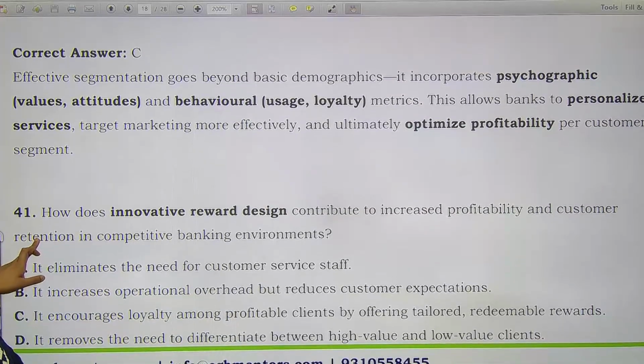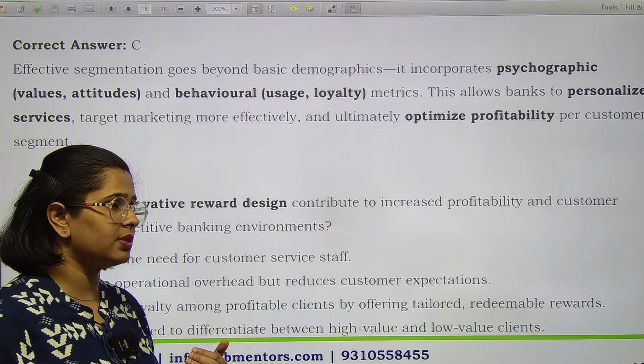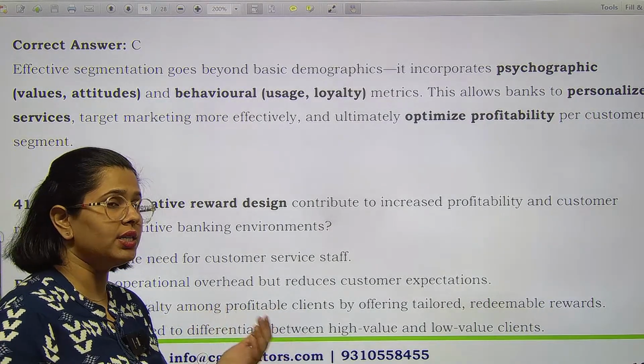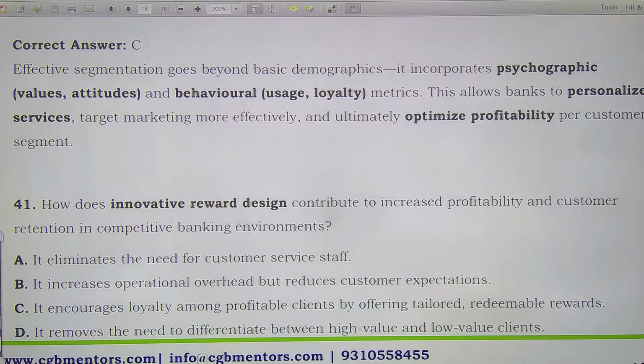Now, how does innovative reward design contribute to increased profitability? You might have seen that for every increased spend, you are going to get reward points. This is there on some debit cards also, credit cards also. So, what is the benefit of this, right? Eliminates the need for customer service? No. Increases operational overhead? No. Encourages loyalty among profitable clients by offering redeemable rewards? Yes, this is correct, right?